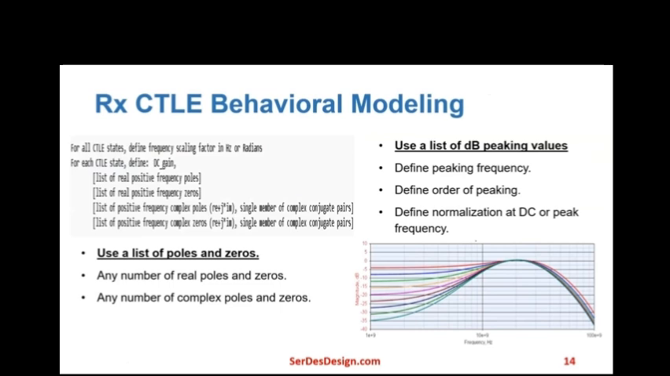The CTLE behavioral modeling approach is discussed here. It's defined with a list of poles and zeros. Use any number of poles and zeros, including complex poles and zeros. One can alternatively define the poles and zeros by simply defining the peaking response in the frequency domain. Define the frequency and a list of dB peaking values. The order of the peaking can be specified. A larger order results in steeper frequency domain characteristics. The normalization can be specified at the peaking frequency or at 0 Hertz.